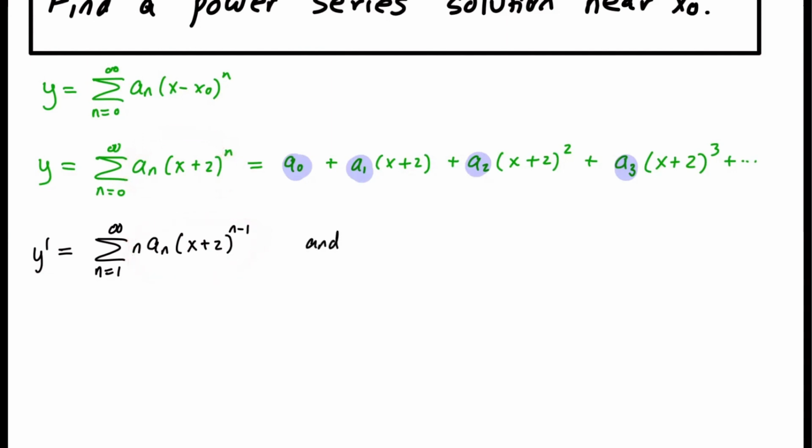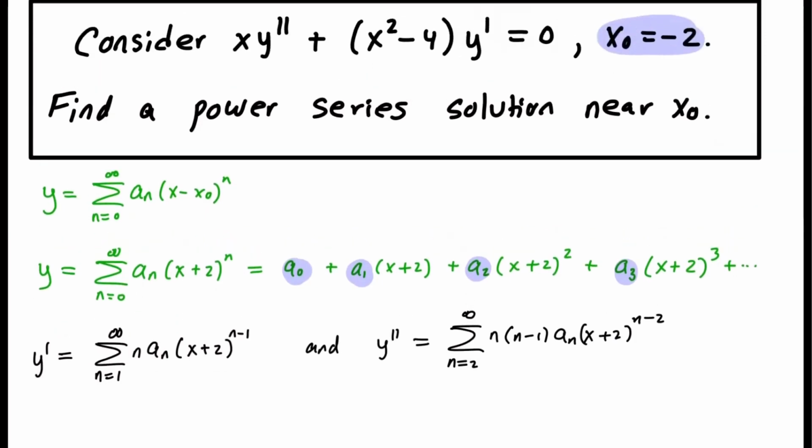The second derivative would be, again using the power rule, the sum starting at 2 to infinity of n times n minus 1, a sub n, (x + 2) to the power of n minus 2. So that will be the term for the second derivative. Now that's what we're going to plug into our differential equation.